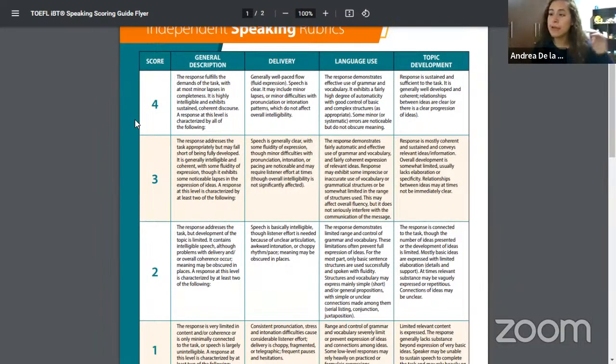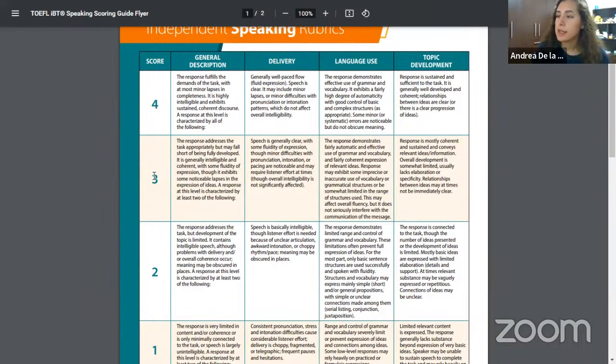Now, according to the level that you get, they will weight your scores, and they will assign you one specific score. So for example, if you are a level 4 response, that means that your actual score could be between 25 and 30, right? If you are a level 3 response, it's going to be from 20 to 25. So it's not like they start by scoring you from 0 to 30.